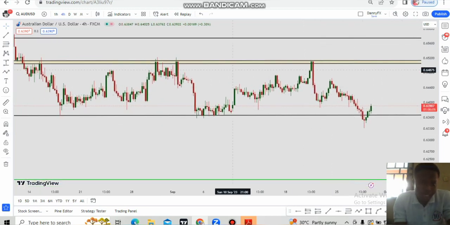I said earlier that I was taking my sell trade from this point, taking out 50% of my profit, and moving stop loss. I moved stop loss past breakeven.